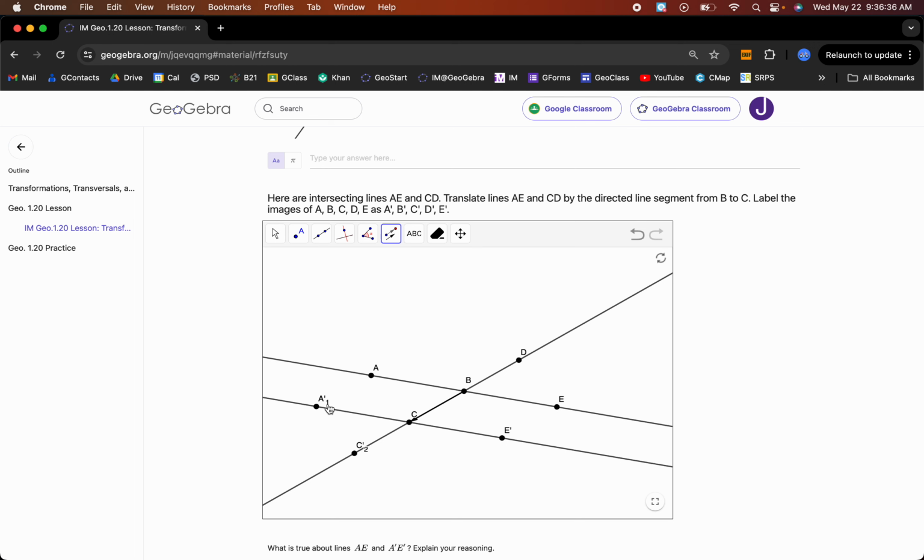Let's see, A prime CB has to be the same as ABD, right? Because all we did was shift this line downward. So this angle right here has to be the same as this angle right here. Okay, and we could do this all day. There's a ton of them.